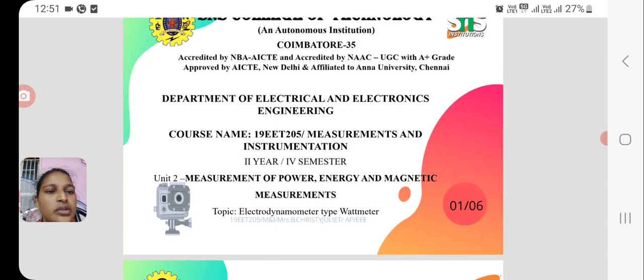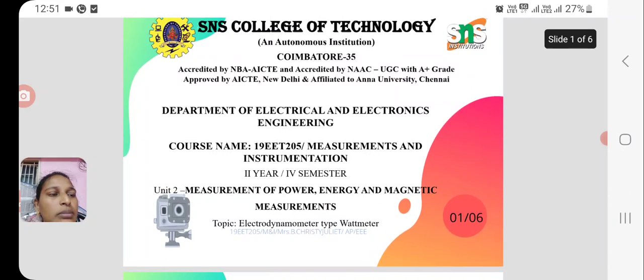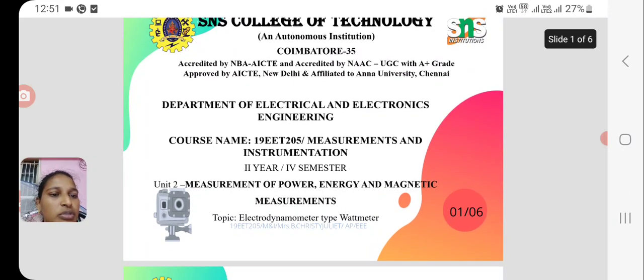In today's video, we are going to discuss the topics on unit 2, which is measurement of power, energy and magnetic measurements. In unit 1, we have discussed about measurement of voltage and currents. In this video, we are going to see about the instruments that are used for measuring power, energy and magnetic measurements.